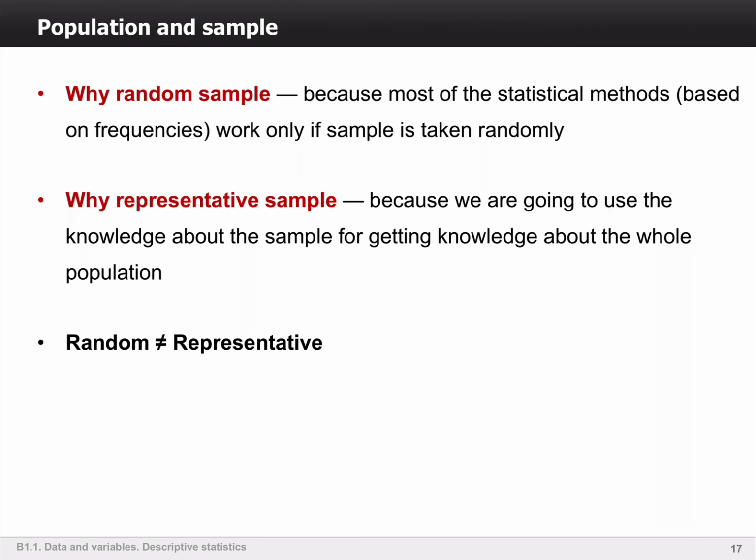Why should samples be random and representative? Well, why should it be random? Because most of the statistical methods are based on frequencies, so they are based on this assumption that all your objects were taken randomly. And also, if you have several samples, they sort of do not influence each other. We will discuss this later. And representative, it's simple, because we are going to use our sample to say something about the whole population. So if the sample is not representative, you simply cannot do that. And remember that random is not necessarily representative.